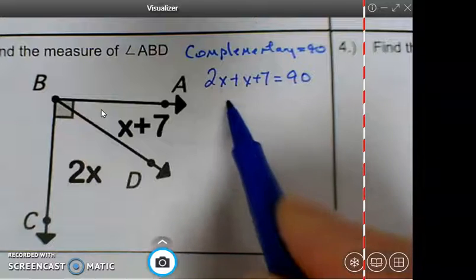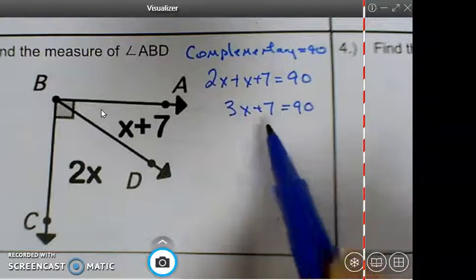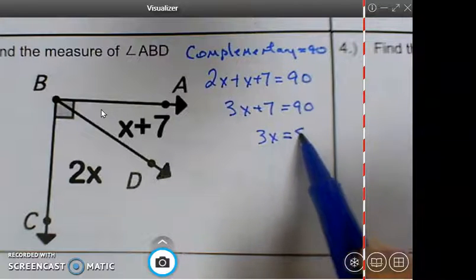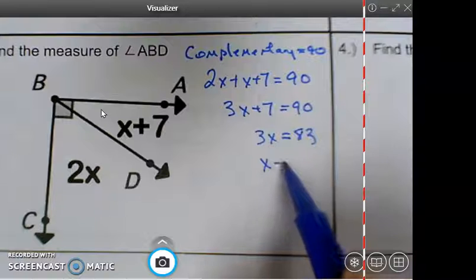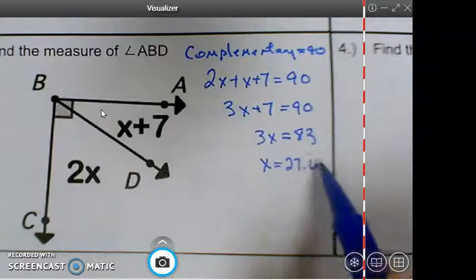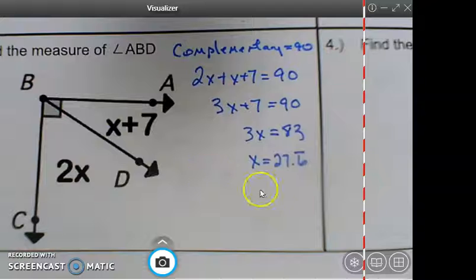I'll do my like terms. Subtract the 7. And divide by 3. And I get this lovely, wonderful decimal. Now, that's perfectly fine. I'm not afraid of it. I'm going to leave it as a decimal here. I could easily change that to a fraction.